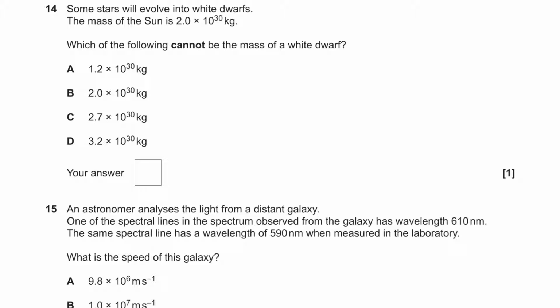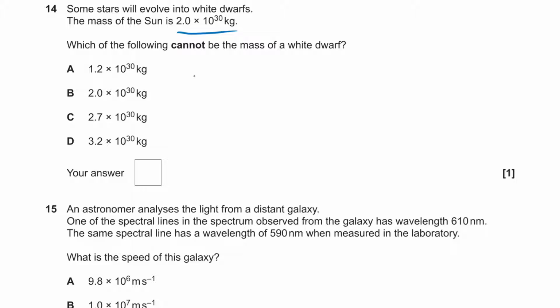14, some stars will turn into white dwarfs, and so on. We have a mass of the sun. Which of the following cannot be the mass of a white dwarf? This is one of those very niche bits of knowledge that you either know because you've read up on the stuff or you don't. It's something I don't really have on the top of my head.